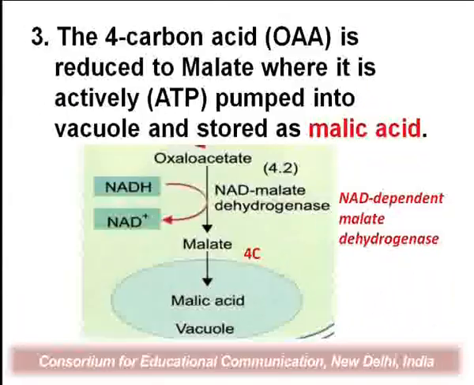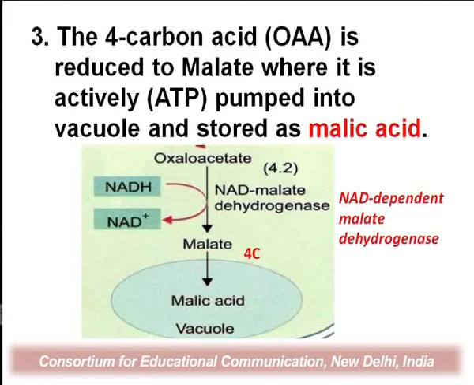So all these set of reactions are taking place in the cytosol, but outside the chloroplast. In the third step, this 4 carbon acid, that is OAA, is now reduced to malate. And this type of reaction would definitely involve the participation of NAD dependent malate dehydrogenase. It is a dehydrogenation reaction, so that means a molecule of NADH is now oxidized to NAD, and the addition of H now gives rise to malate, and malate enters the vacuole.